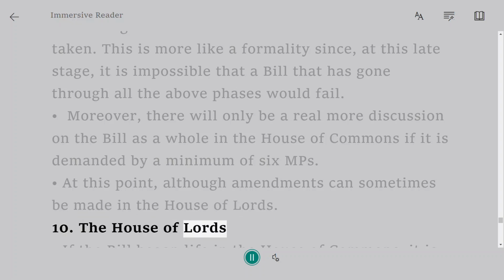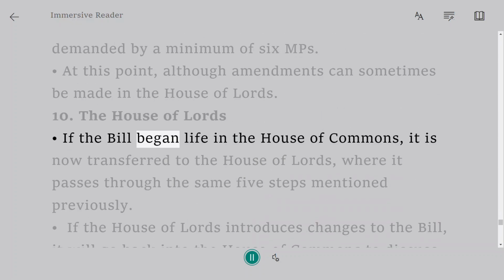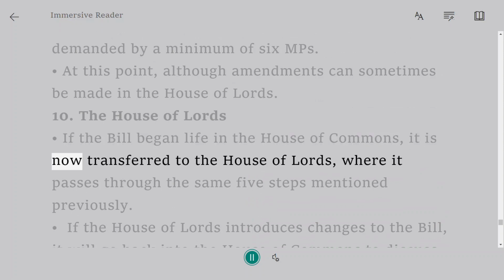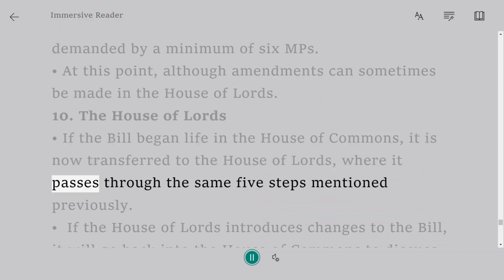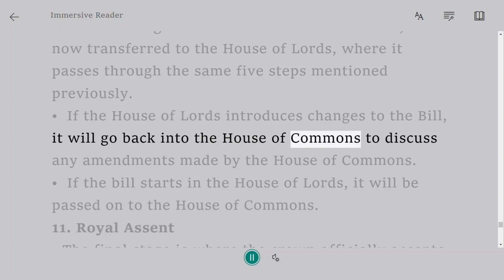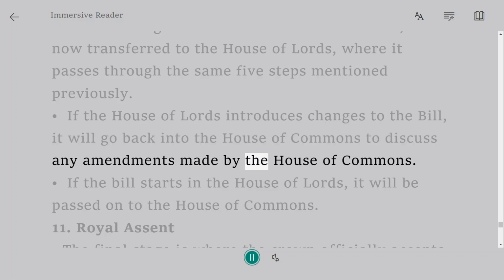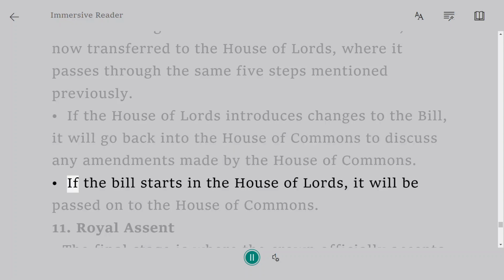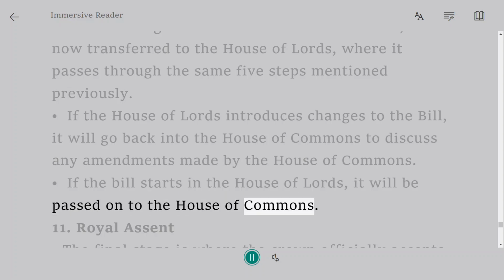10. The House of Lords. If the bill began life in the House of Commons, it is now transferred to the House of Lords, where it passes through the same 5 steps mentioned previously. If the House of Lords introduces changes to the bill, it will go back to the House of Commons to discuss any amendments made by the House of Lords. If the bill starts in the House of Lords, it will be passed on to the House of Commons.